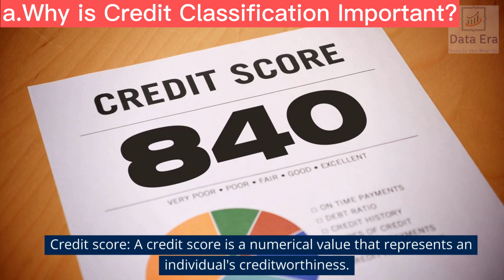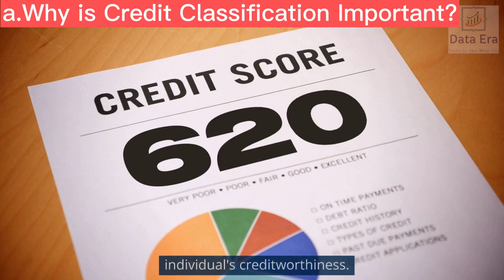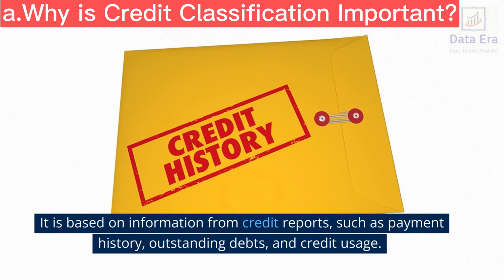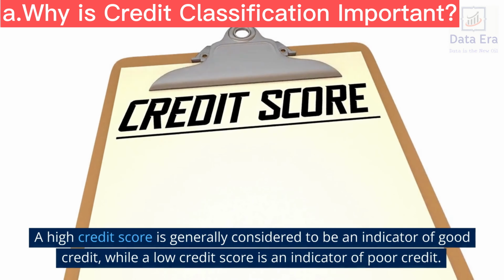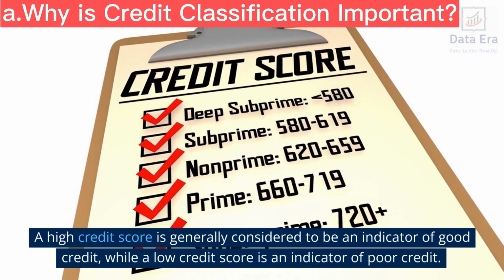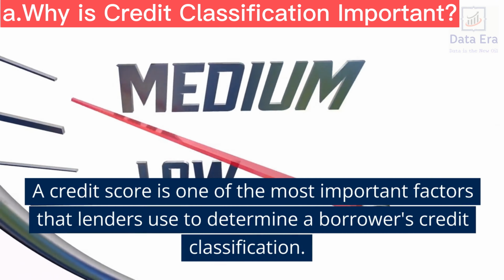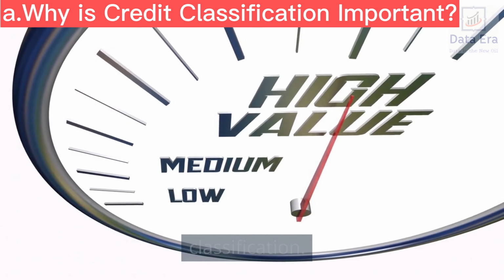Credit score. A credit score is a numerical value that represents an individual's creditworthiness. It is based on information from credit reports, such as payment history, outstanding debts, and credit usage. A high credit score is generally considered to be an indicator of good credit, while a low credit score is an indicator of poor credit. A credit score is one of the most important factors that lenders use to determine a borrower's credit classification.